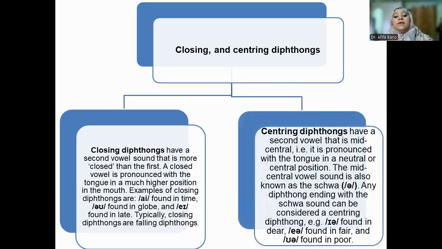Centering diphthongs have a second vowel that is mid-central, that is pronounced with the tongue in a neutral or central position. The mid-central vowel sound is also known as the schwa. Any diphthong ending with the schwa sound can be considered a centering diphthong. Examples: /ɪə/, found in deer, /eə/ in fair, or /ʊə/ as in poor. So any sound which has the schwa, central sound at the end, we call it a centering diphthong.